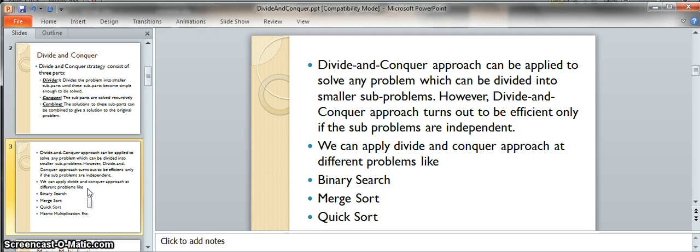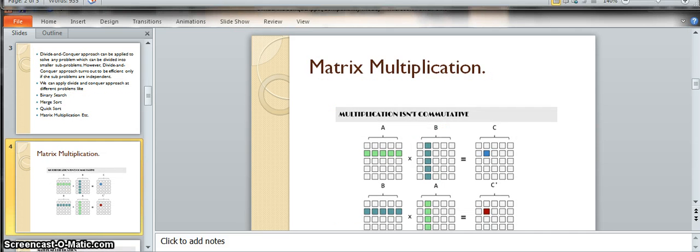The divide and conquer approach can be applied to any problem which can be divided into independent sub-problems. If we divide the problem into independent sub-problems, then we can apply divide and conquer. We can apply it to different problems like binary search, merge sort, quick sort, matrix multiplication, etc. We are discussing here matrix multiplication using the divide and conquer approach.